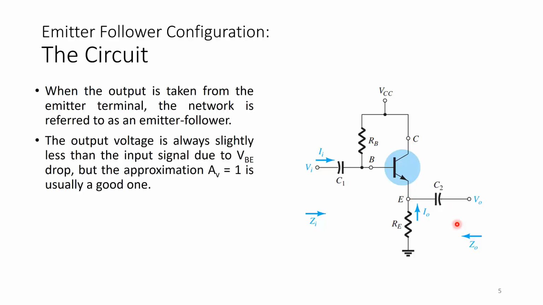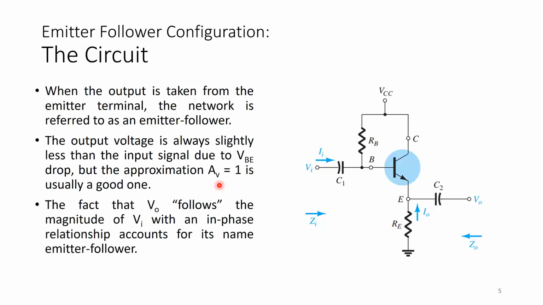The output voltage is always slightly less than the input signal due to the VBE drop, but the approximation Av equals 1 is usually a good one. So with an emitter follower you expect that the gain is approximately equal to 1. And the fact that Vout follows the magnitude of Vin with an in-phase relationship accounts for its name, emitter follower. Because it takes the output from the emitter and it follows Vin. So the voltage gain is 1.